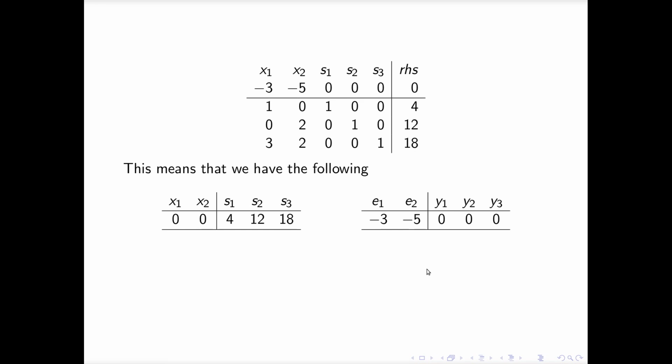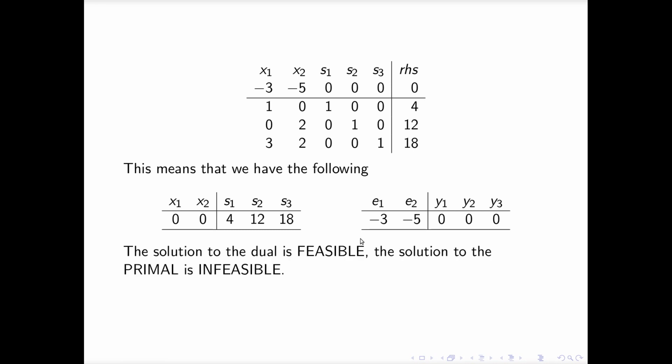So I've got these two sets of solutions. This solution is for the primal. This solution is for the dual. We're going to be trying to look at some patterns in our solutions, so you might look at these two sets of solutions to see if there's a relationship between them. I see something that might be interesting. Let's continue. You might also notice that the solution to the dual is feasible. The solution to the primal is infeasible.